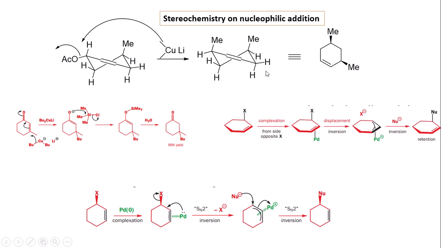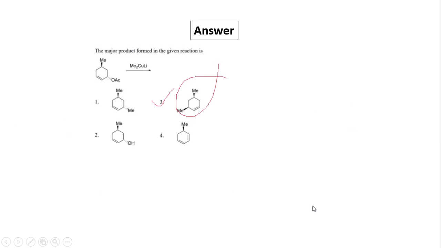And this is the main difference between palladium chemistry and the dialkyl copper lithium compounds. This explanation is given here. The nucleophile approaches at the same side as the leaving group. So the answer in the presence of the alkyl copper lithium is the inversion product, that is, 3 is the answer.